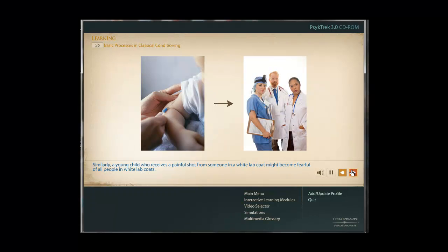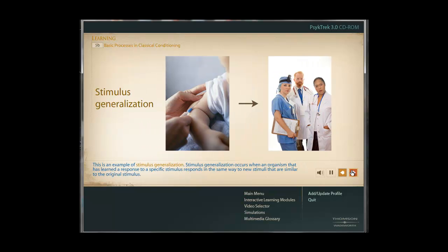Similarly, a young child who receives a painful shot from someone in a white lab coat might become fearful of all people in white lab coats. This is an example of stimulus generalization. Stimulus generalization occurs when an organism that has learned a response to a specific stimulus responds in the same way to new stimuli that are similar to the original stimulus.